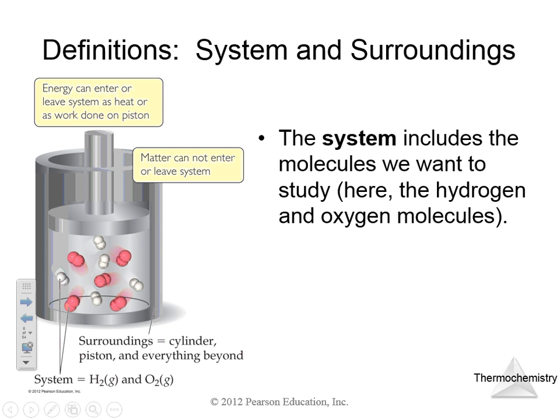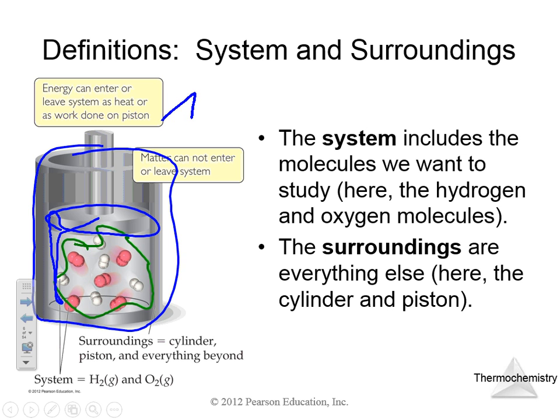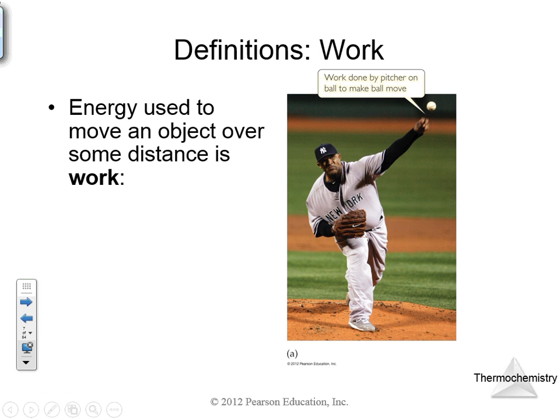So let's go ahead and look at this. What is the system? The system includes the molecules we want to study. So if we had a piston here, our system is all these molecules that we're studying. The surroundings is everything else. So the surroundings is the piston, the canister, the air on the outside. The system is the air, the surroundings, everything else. So the system is what we want to study. The surroundings is everything else. So keep that in mind.